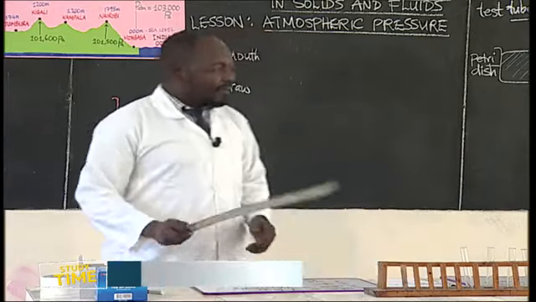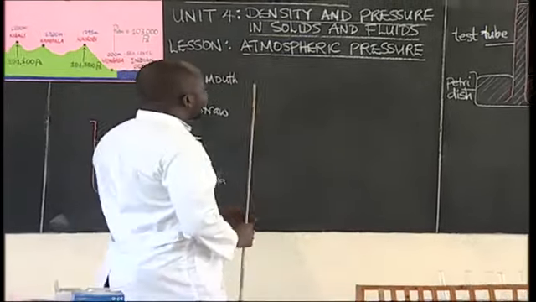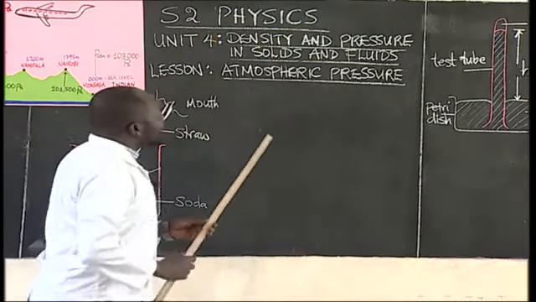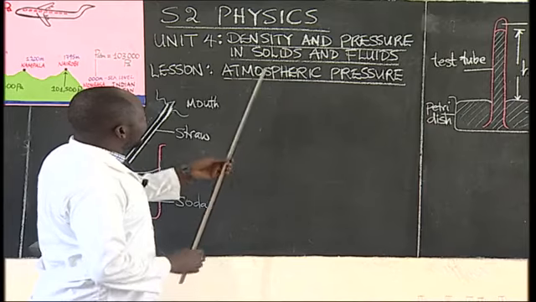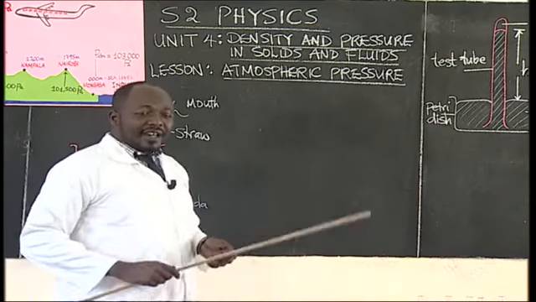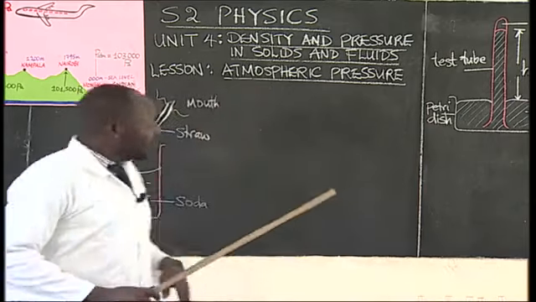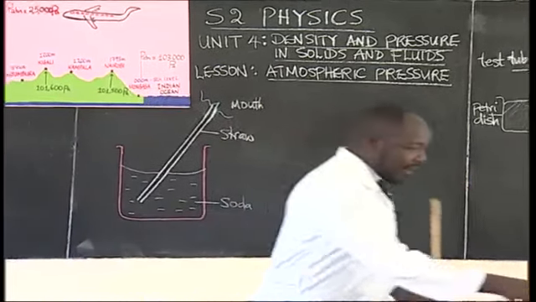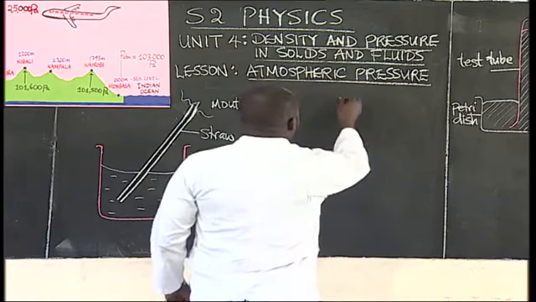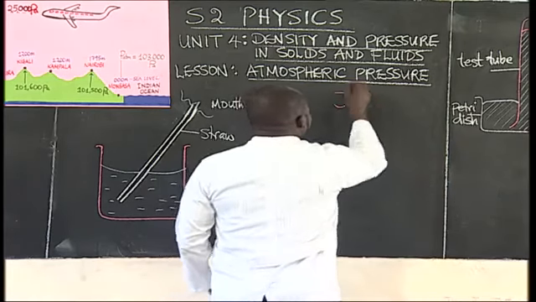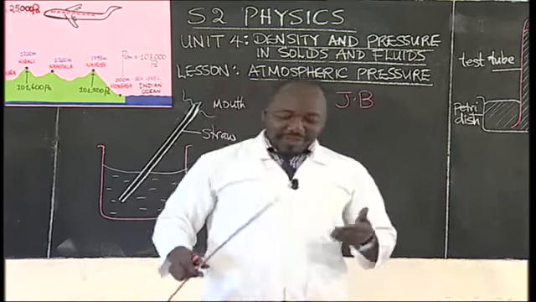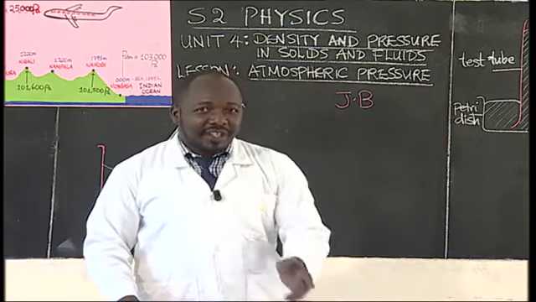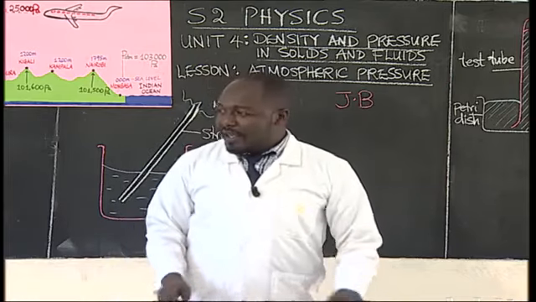And today, as usual, we are going to learn Senior 2 Physics, Unit 4, which is Density and Pressure in Solids and Fluids. And specifically this lesson, we shall be dealing with atmospheric pressure. My name is Teacher John Bosco, and as I've been telling you, you can call me JB. I hope you will enjoy this lesson for the next 30 minutes or so.